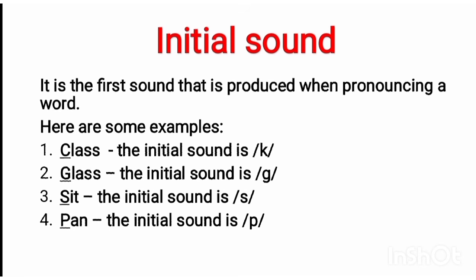Initial sound. It is the first sound that is produced when pronouncing a word. Here are some examples. Example 1. Class. The initial sound is k. Glass. The initial sound is g. Sit. The initial sound is s. Pan. The initial sound is p.